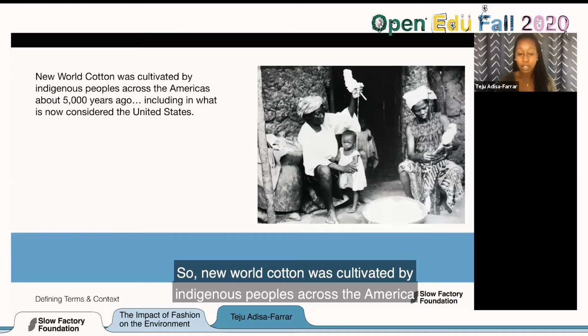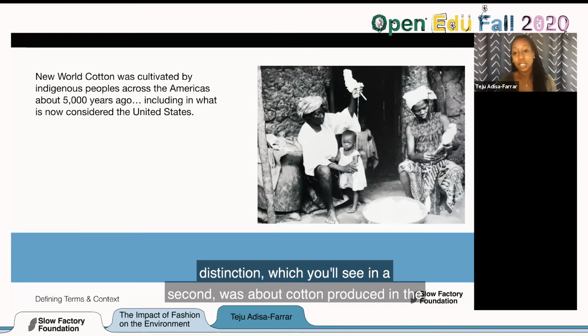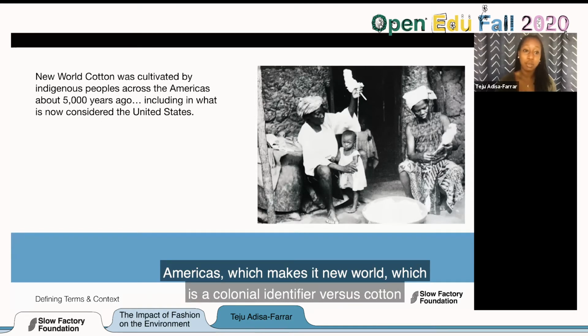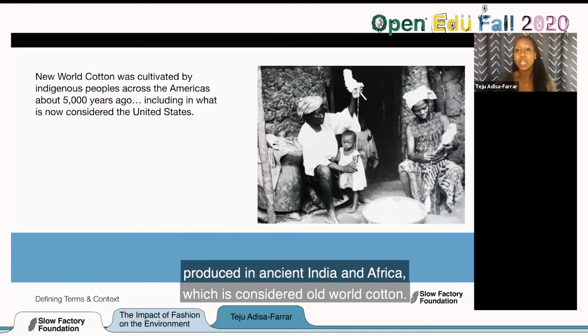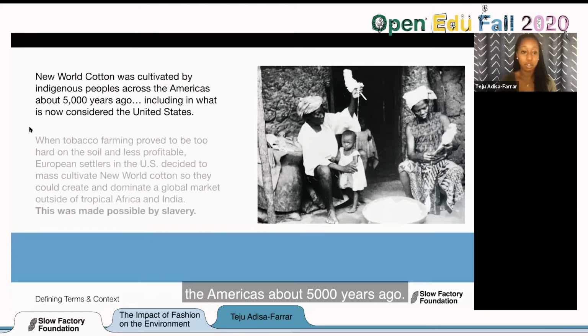So New World cotton was cultivated by indigenous peoples across the Americas about 5,000 years ago, including in what is now considered the United States. So although Old World cotton isn't much older than New World cotton, the distinction, which you'll see in a second, is about cotton produced in the Americas, which makes it New World, which is a colonial identifier, versus cotton produced in ancient India and Africa, which is considered Old World cotton. So New World cotton was also simultaneously cultivated throughout the Americas about 5,000 years ago.